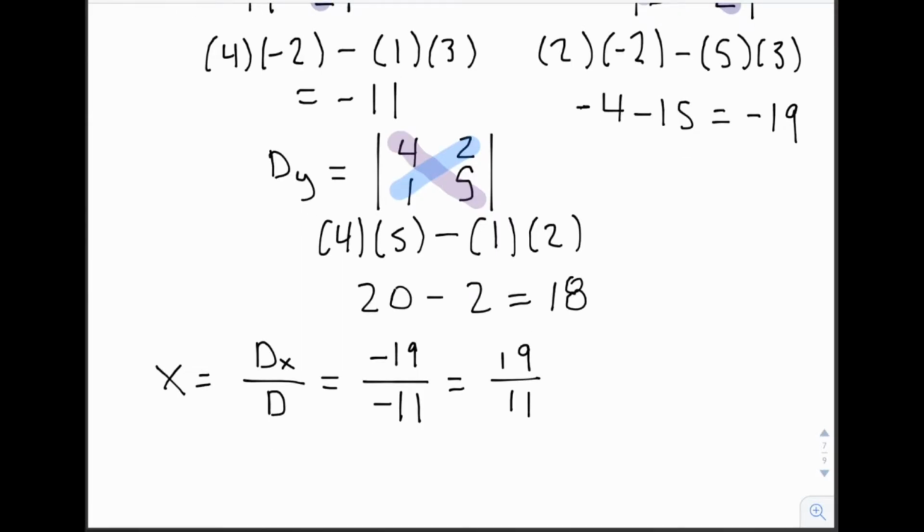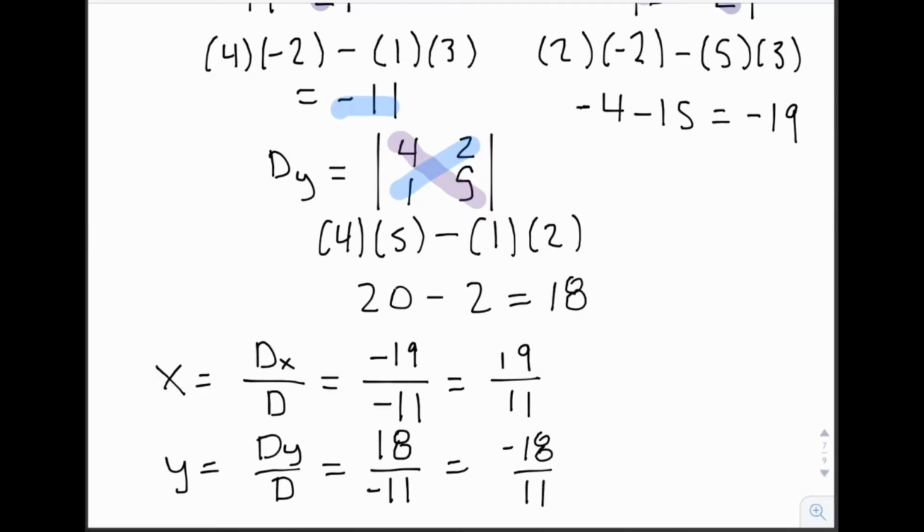Next, we can find our y. So our y is going to be equal to the determinant of y divided by the determinant. So our determinant of y we found was 18, and then our determinant we found was this -11. So divide by -11, and that is going to be equal to -18 divided by 11.